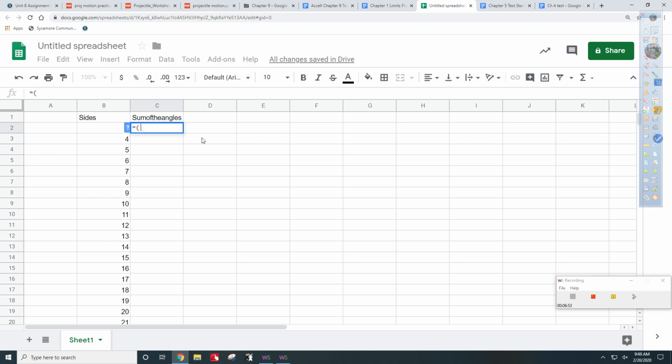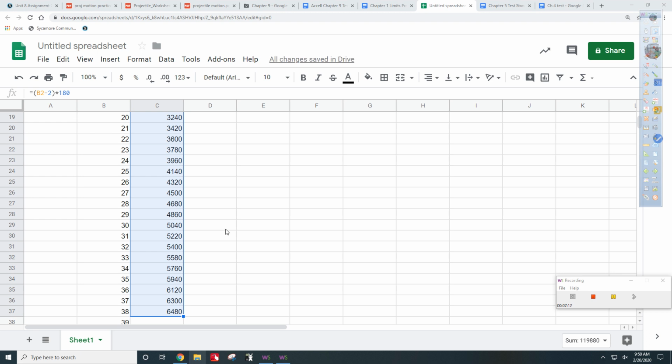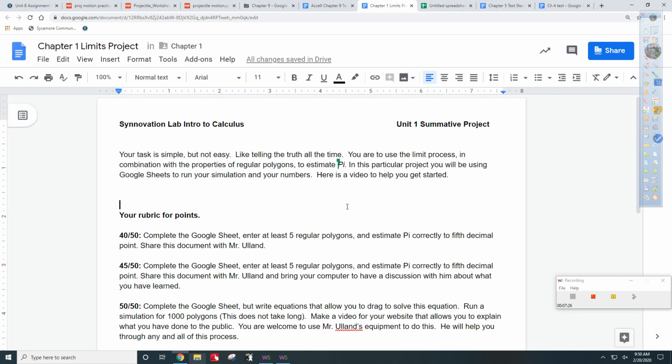Equals, parentheses, this thing, minus 2 times 180, enter. That should just give me a, good. The sum of the angles in a 3-sided figure is 180. The sum of the angles in a 4-sided figure, well, let me just do all of them. And there you go. So this is what I want you to learn how to do. I want you to learn how to use a very basic amount of Google Sheets or Microsoft Excel, and I want you to combine that with the requirements of this project.